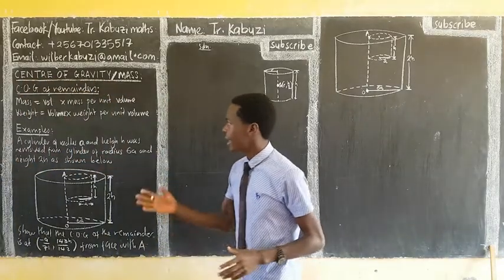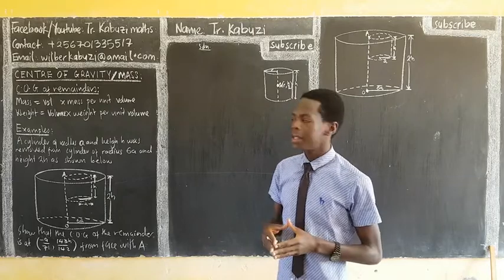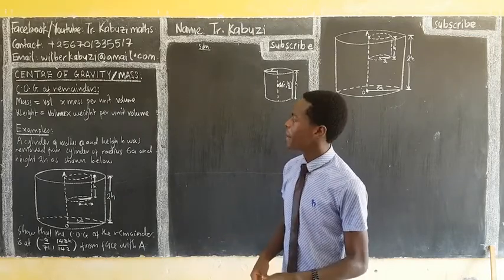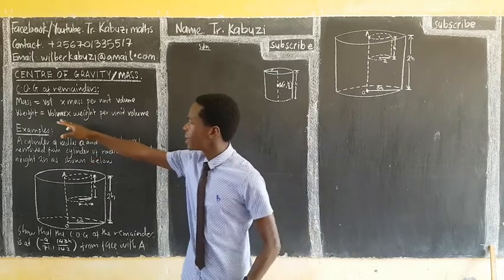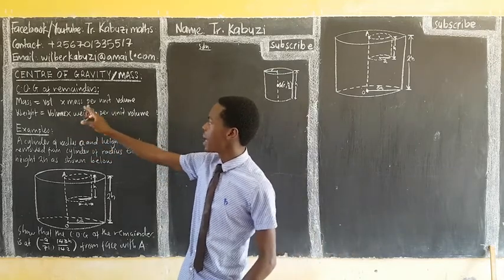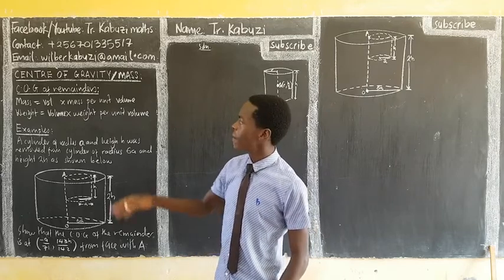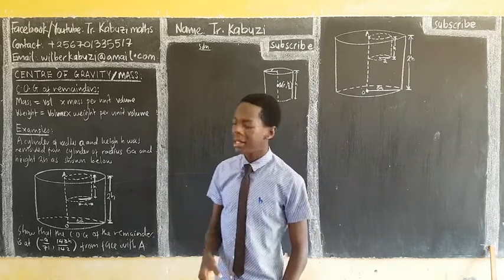Okay, now let us see this example where we have a cylinder. Of course, a cylinder was cut out of a cylinder. We are still going to use weight is equal to the volume times the weight per unit volume. If they want the center of mass, then we also use mass.